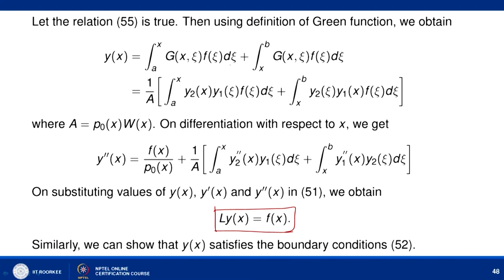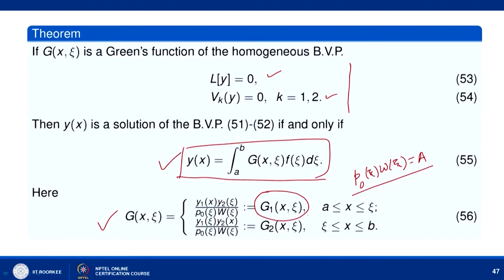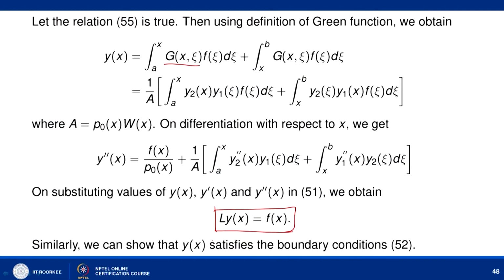Now for xi less than or equal to x, G(x, xi) is given by the xi less than x case. So here we use this value: G(x, xi) is y1(xi) y2(x) divided by a constant. Since it is constant we can take it out, d xi, plus the integral from x to b.